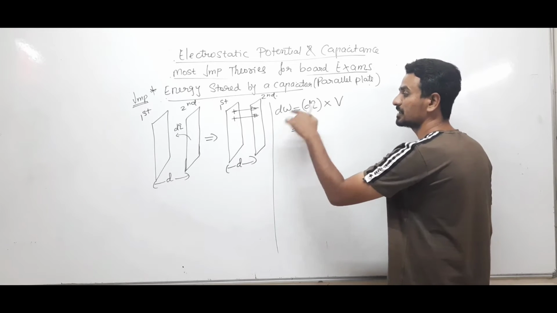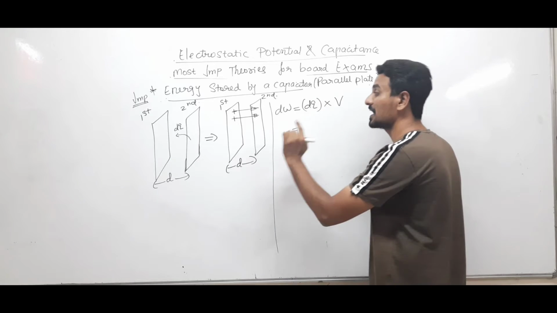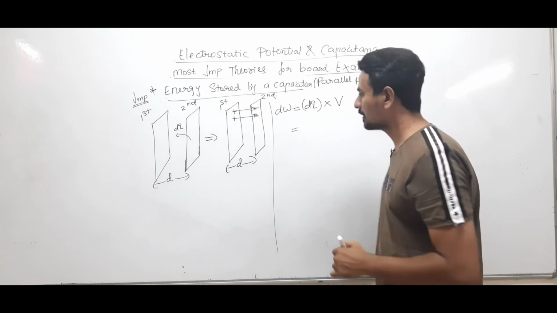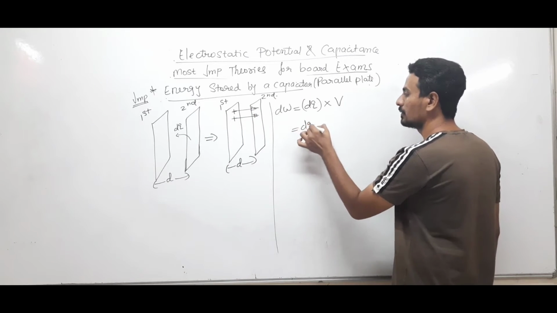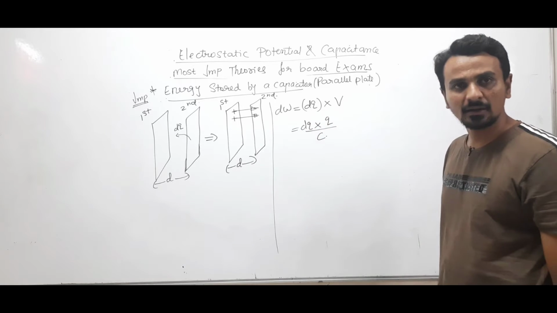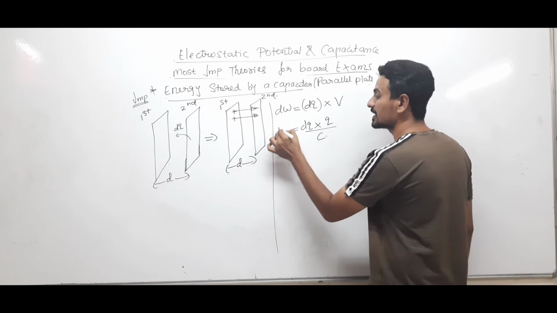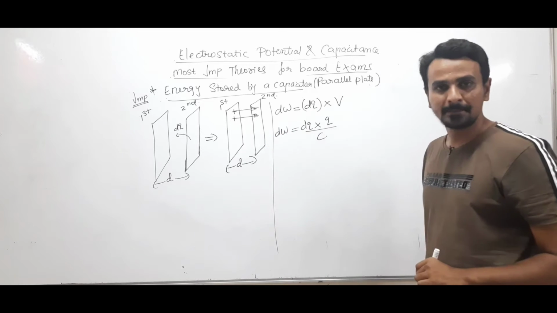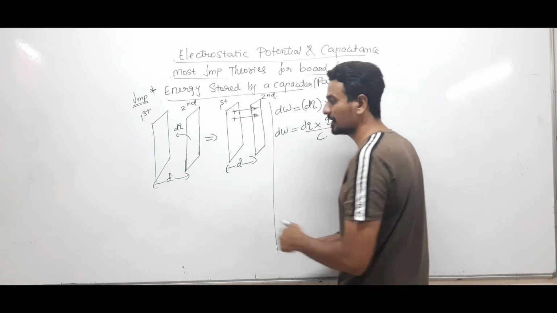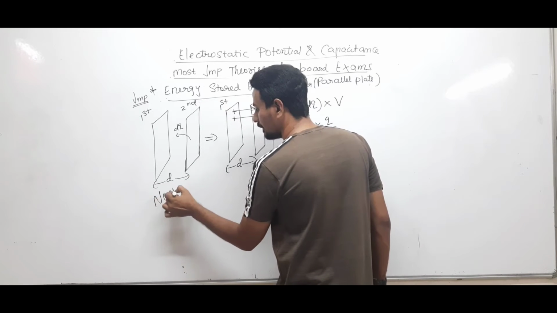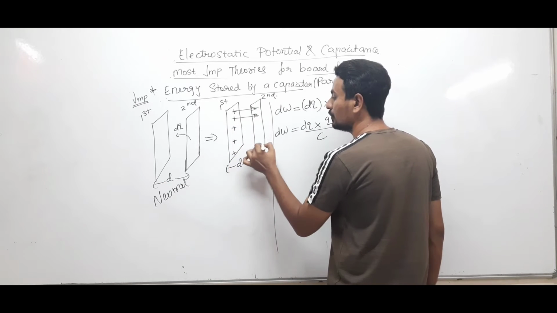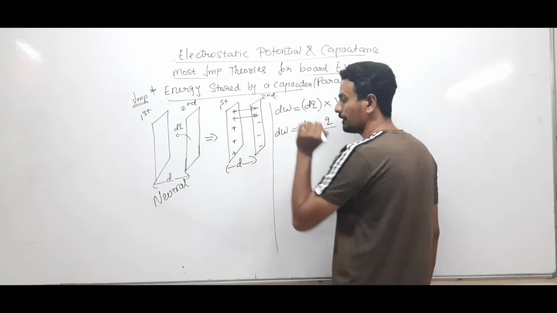So this is the work done by the battery to transfer a charge dq from negative to positive, or from the second plate to the first plate. So this will be dq. What is V? Q by C. Clear? This is just the work done in transferring a charge dq, right? Suppose I am establishing a charge q from 0. Initially this was neutral. So from a neutral plate I am establishing a charge q on the first plate.